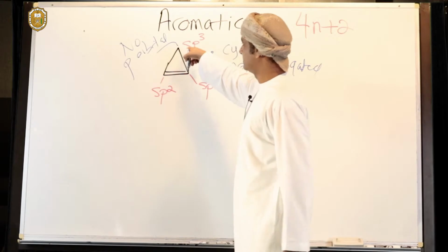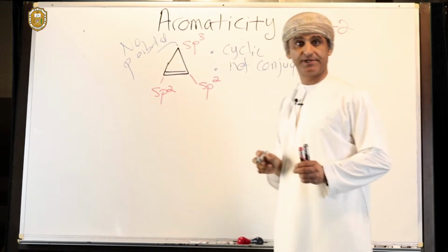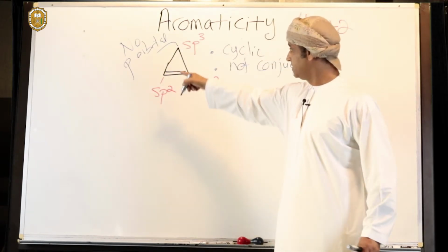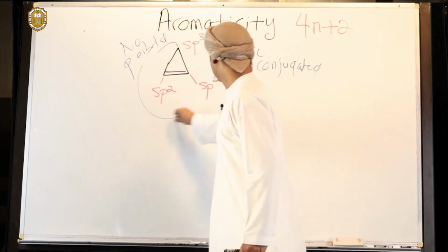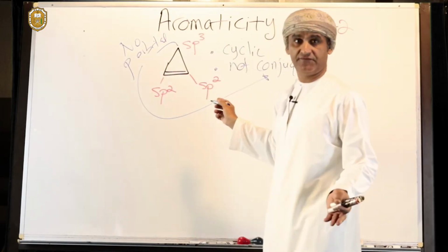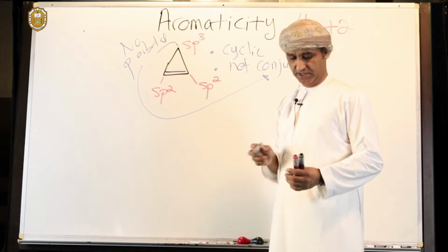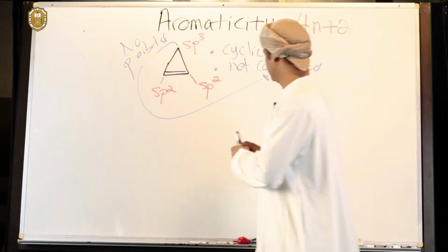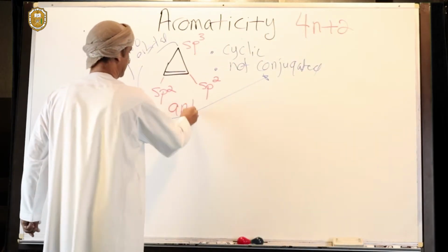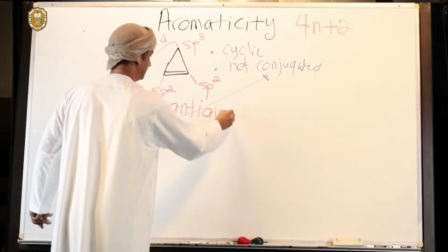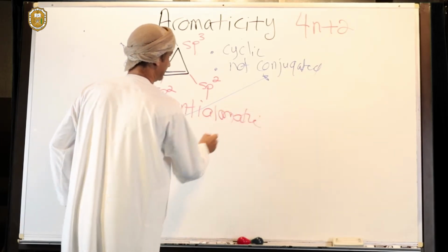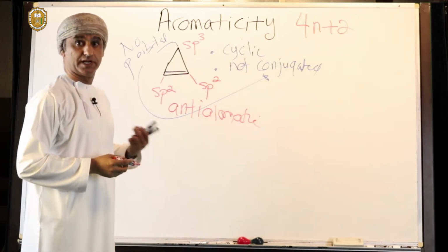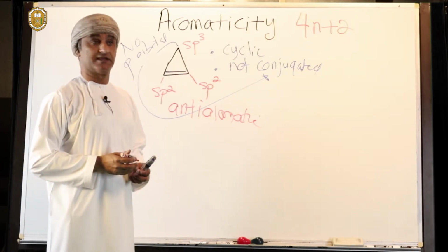That's because there is an sp3 hybridized carbon on it. There is no p orbital, and therefore it's not conjugated. And of course, that's enough for cyclopropene not to be aromatic. So therefore, cyclopropene is anti-aromatic. So this is another example of an anti-aromatic compound.